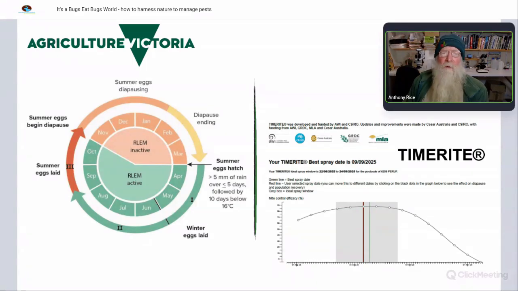Really good product. I've heard people absolutely swear by this. It works really well. And what it does is it allows you to spray before summer diapausing eggs, before this period here, before eggs start to diapause. So you're hitting the population before they're going to overwinter. And that's if you just want to rely on an insecticide or a miticide.